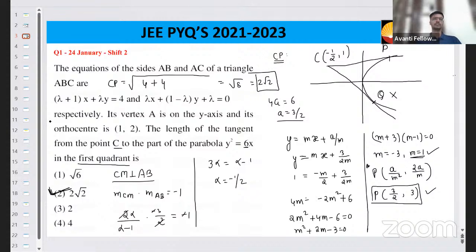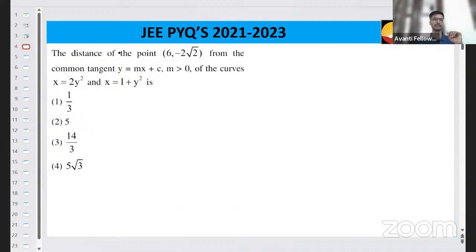So I hope it is clear what we did. Sorry from my side because of the calculation error. Let's move on to the next question, and thank you for pointing it out. Let's see, this is a very simple question.